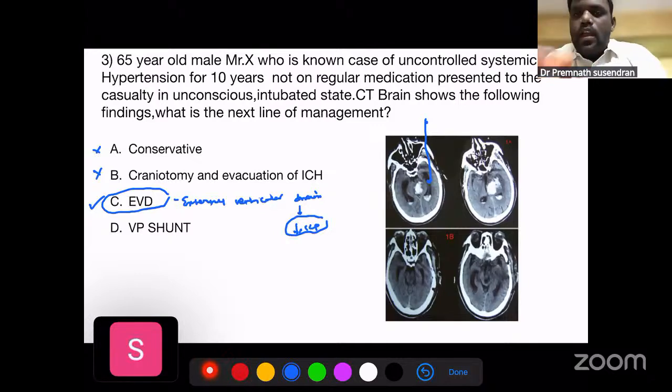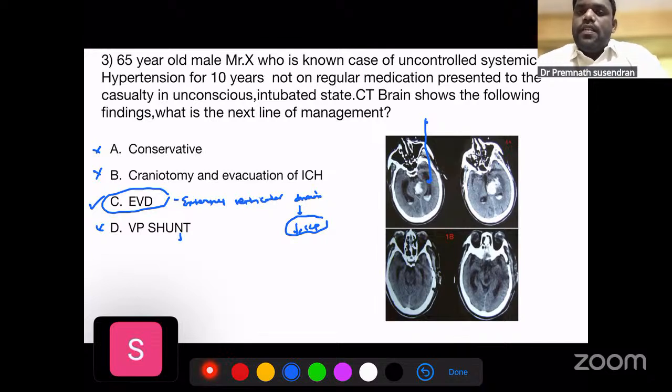And the VP shunt could not be done in this patient. Why? Because VP shunt is a time-taking procedure, and in the IVH setting, in the intraventricular hemorrhage, when we send the hemorrhagic CSF into the peritoneum, the patient develops peritonitis. So this is not a very effective answer.